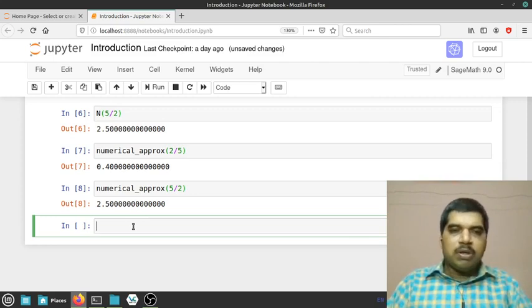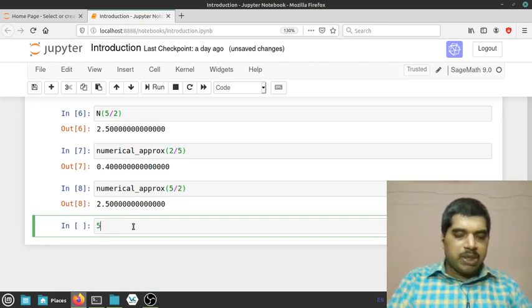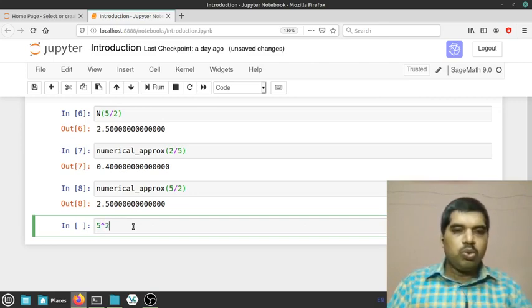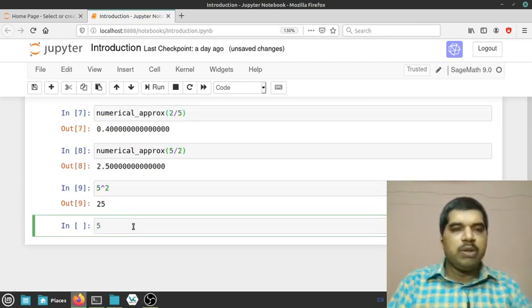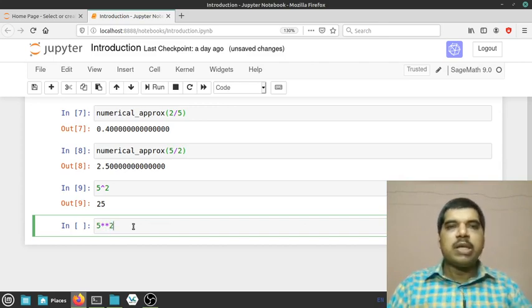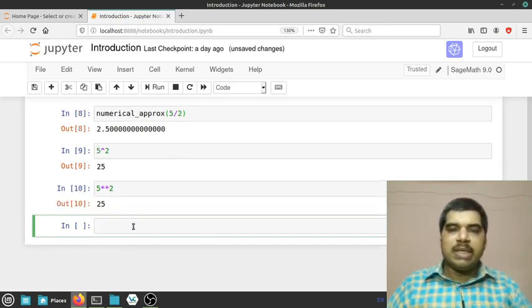Now we have division done. Now we have the exponentiation operator. 5 to the power 2 is 5 hat 2, that is equal to 25, and instead of 5 hat 2, one may equally use 5 double star 2. Double star is also an exponentiation operator in Sage. If I press shift enter, again I'm getting the same result.